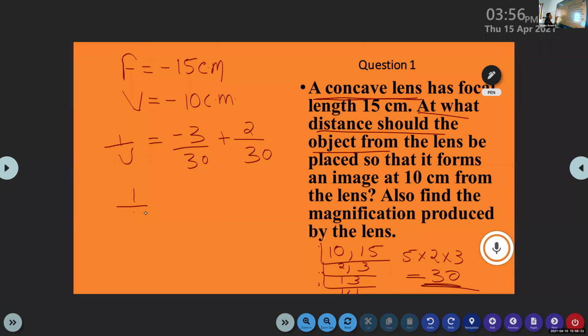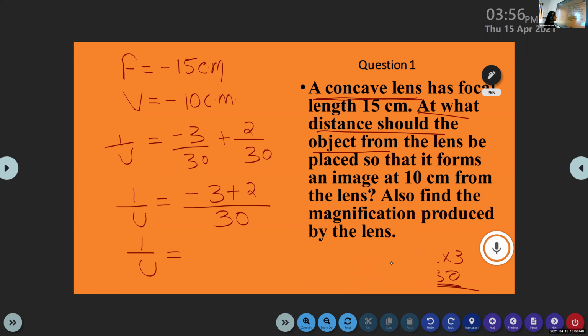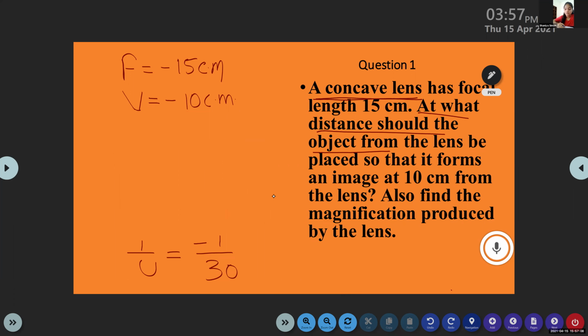That is 1 by u is equal to minus 3 plus 2 divided by the common denominator 30. What is minus 3 plus 2? Minus 1. Yes, negative 1 divided by 30. So 1 by u is equal to minus 1 by 30. Here we want to calculate the object distance u, not 1 by u. So what do we do? You just take the reciprocal.